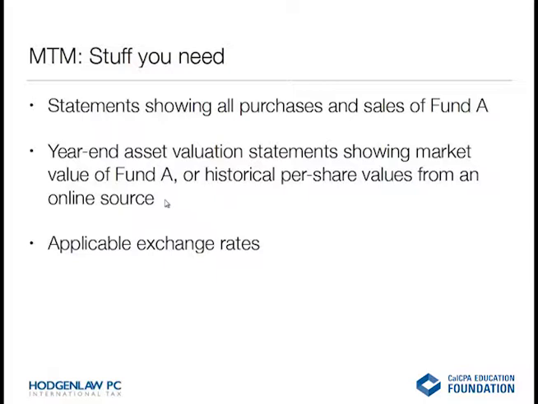So when you're doing a mark-to-market calculation for a client, there are certain pieces of information that you'll need. For a mutual fund held in an investment account, you'll just need to get bank statements showing all the purchases and the sales of the fund. It's really helpful to have the year-end asset valuation statements. Typically, these are issued every December 31st. These will show you the market values of the fund. If you can't get that, it's also acceptable to use historical per-share values from an online source, hopefully a trustworthy online source. I would recommend that. And then you'll need exchange rates because almost certainly you're going to be working in currencies other than US dollars.